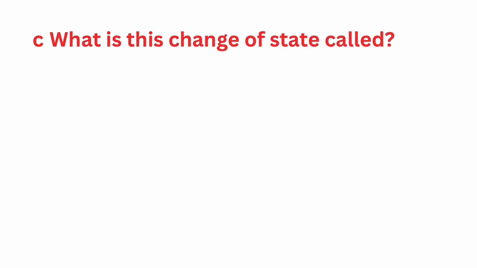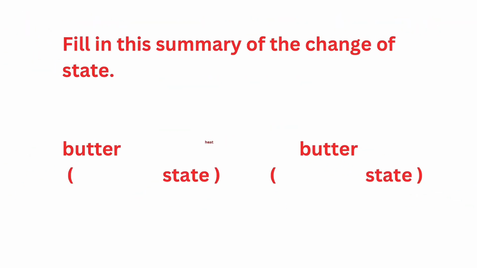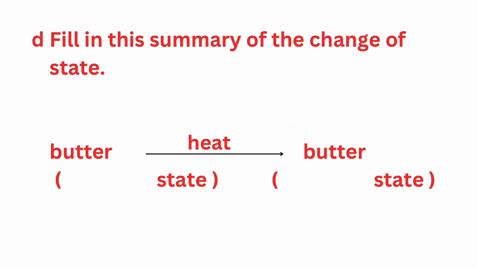Liquid. Question C. What is this change of state called? This change of state is called melting. Question D. Fill in this summary of the change of state. Butter, solid state. When we heat it, it becomes butter, liquid state.